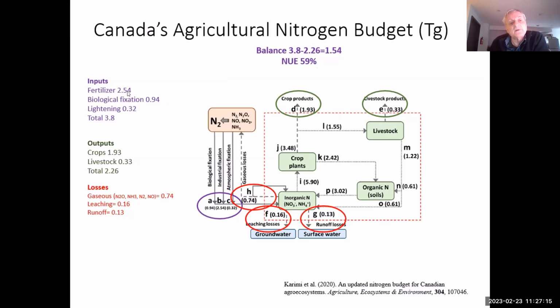And the inputs are from fertilizer, from biological fixation and lightning, as I mentioned. The outputs are crops and livestock. And the losses are gaseous losses and leaching losses and runoff.